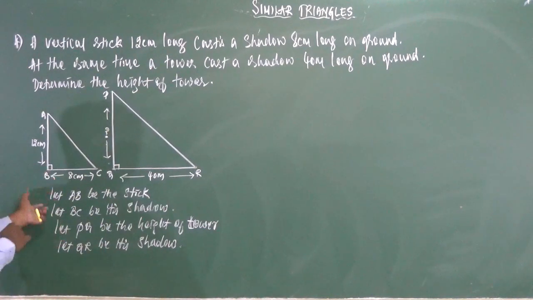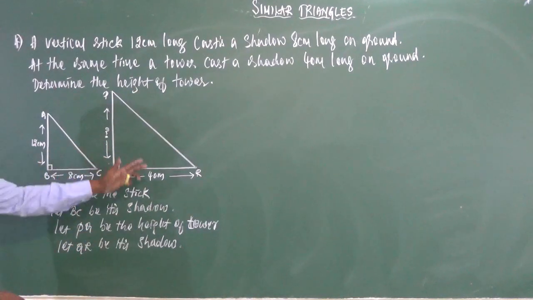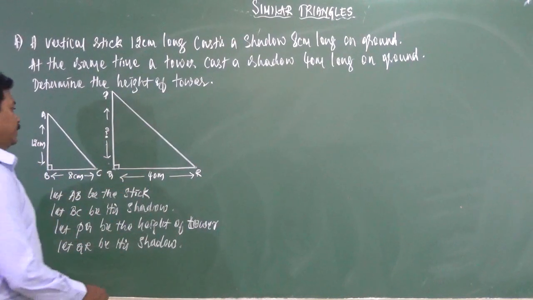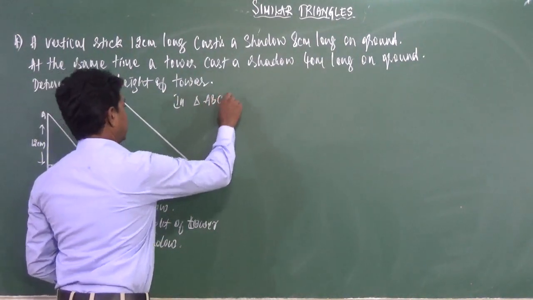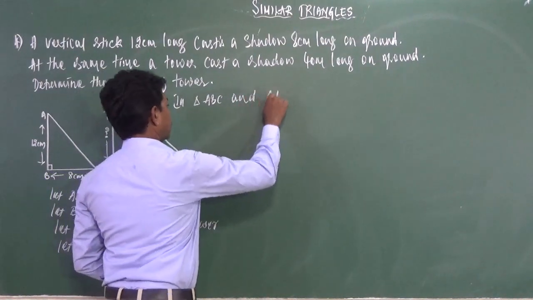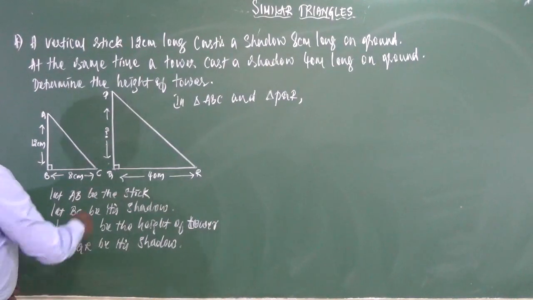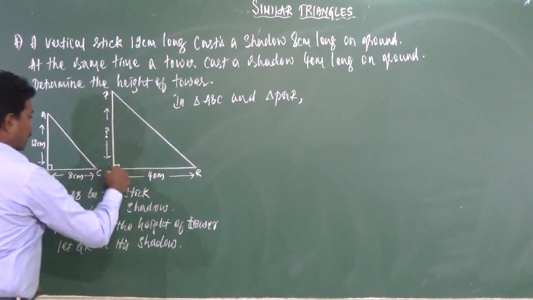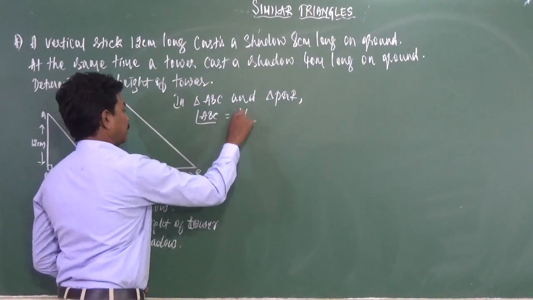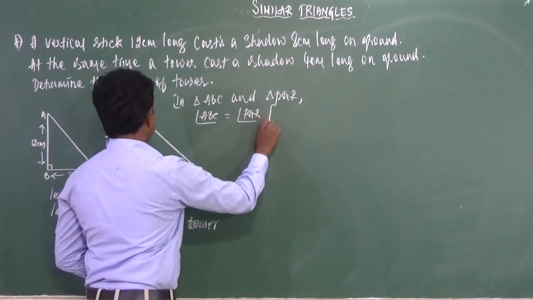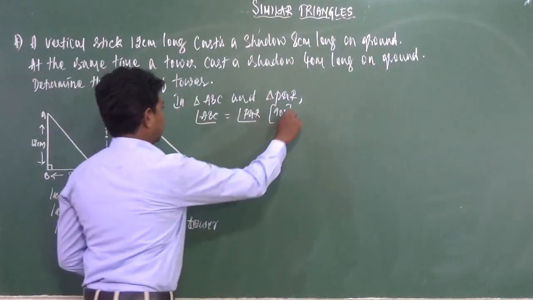So it's not necessary that both the triangles should be one inside the other. It's not like that. We can take separate triangles and apply the concept. So in triangle ABC and triangle PQR, angle ABC is equal to angle PQR, which is equal to 90 degrees. So it's according to the data.